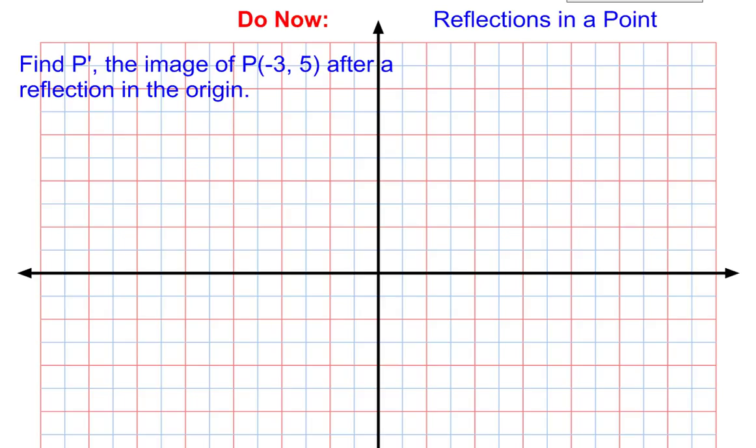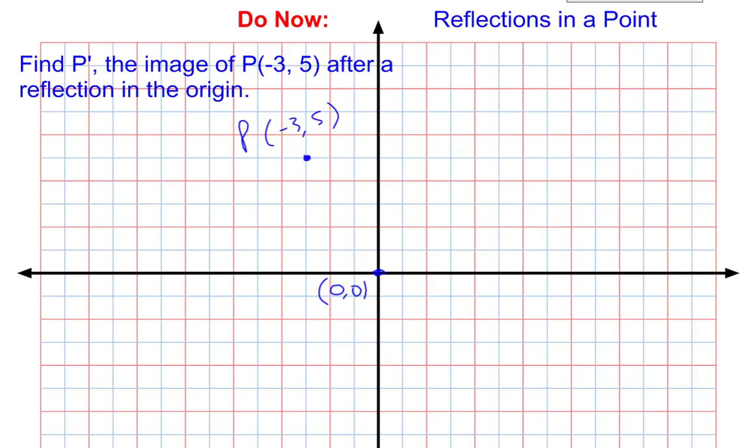So -3, and then 1, 2, 3, 4, 5, which is right over here. So that's P (-3, 5). I'm reflecting that over the origin. Where is the origin? Well, the origin is right over here. That's (0, 0). That is the origin. So if I'm reflecting over the origin, I can use the midpoint formula if you wanted to, or what you can do is do what we just did before.